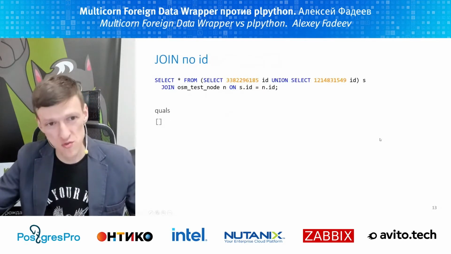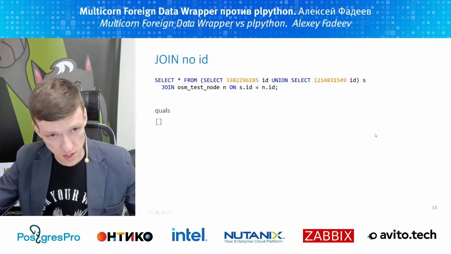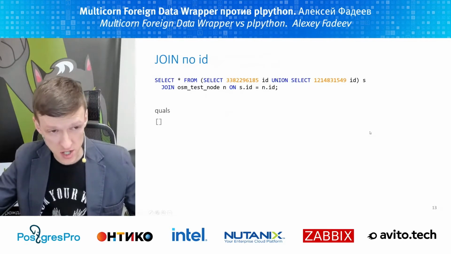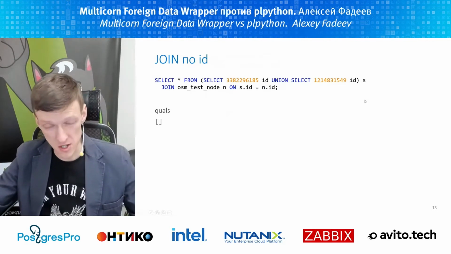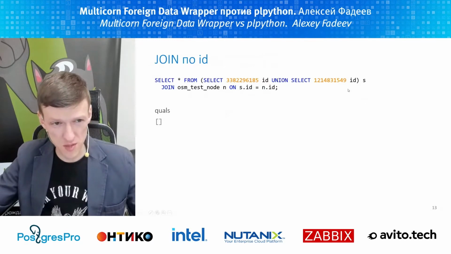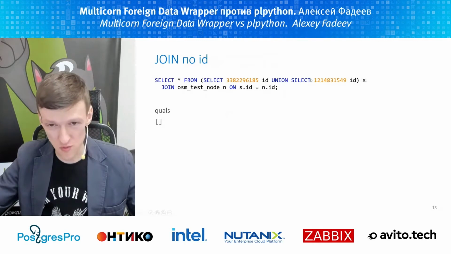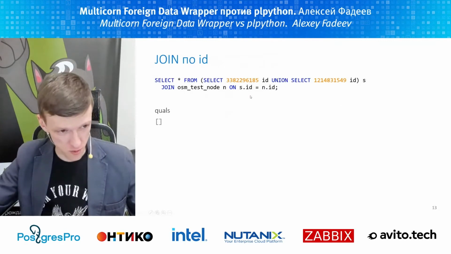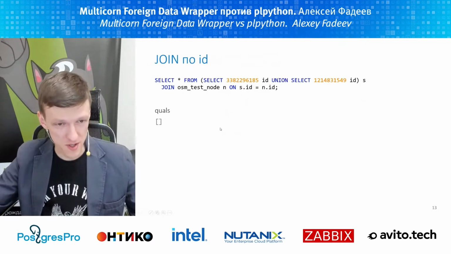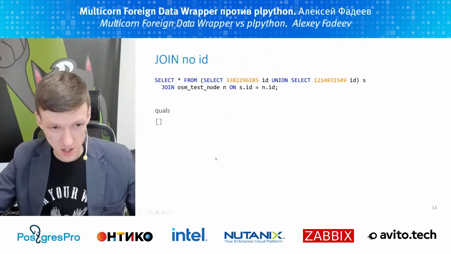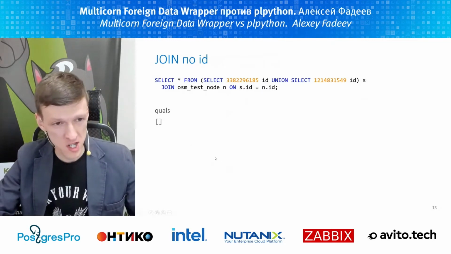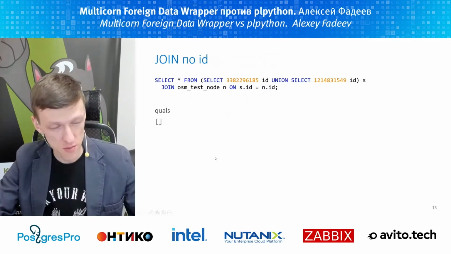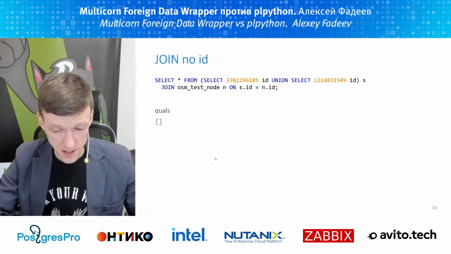Let's do a join with a table. Imagine we have tables with our identifiers of points. We want to do a join with our external table. We simulate the table with select and union select, do the join and see what comes to Multicorn. Empty quals, nothing comes. This puzzled me and I started looking for the answer. Is it possible to support join in Multicorn?